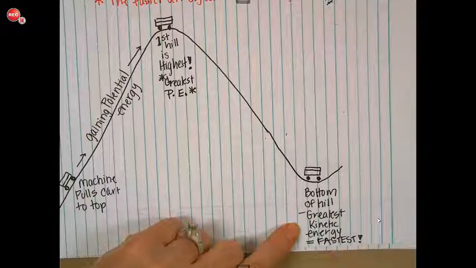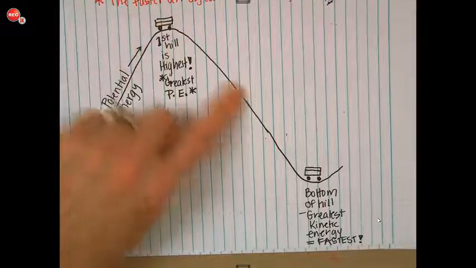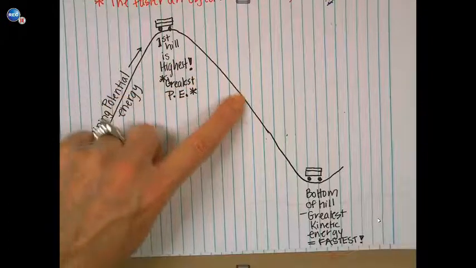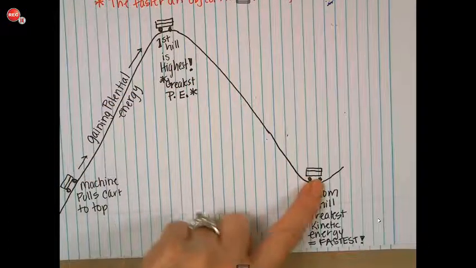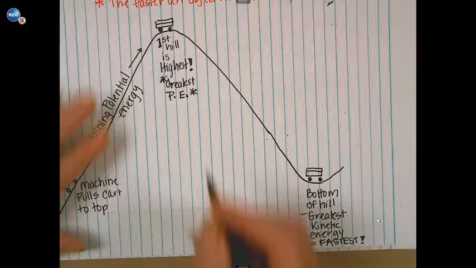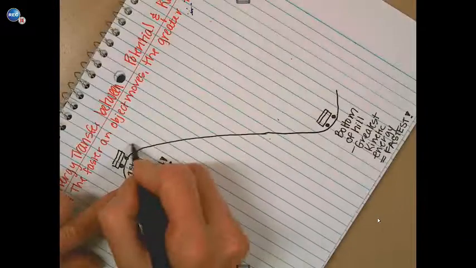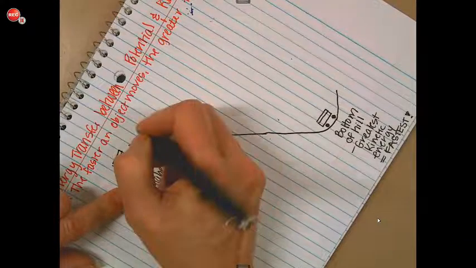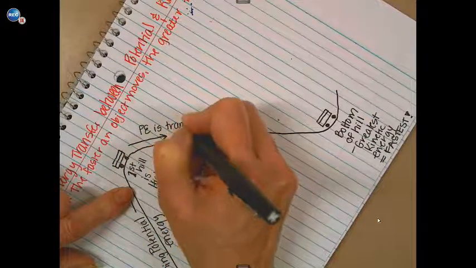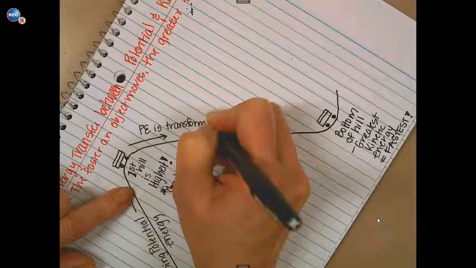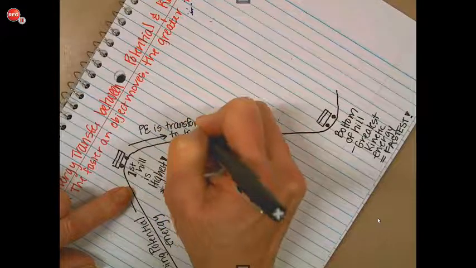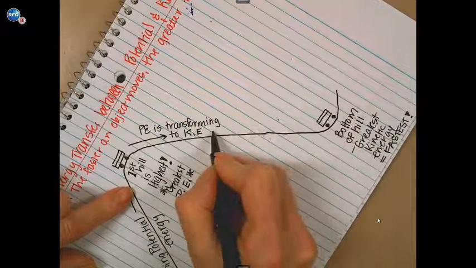So as the cart moves from this point to this point, it is losing potential energy and slowly gaining kinetic, to where it's mostly and totally kinetic, greatest kinetic. So we're going to indicate that as it goes down the hill, potential energy is transforming to kinetic, right? And it continues to transform.